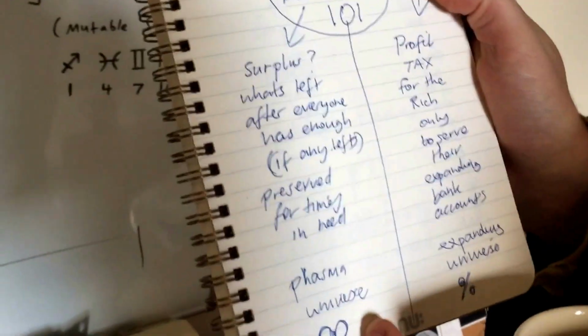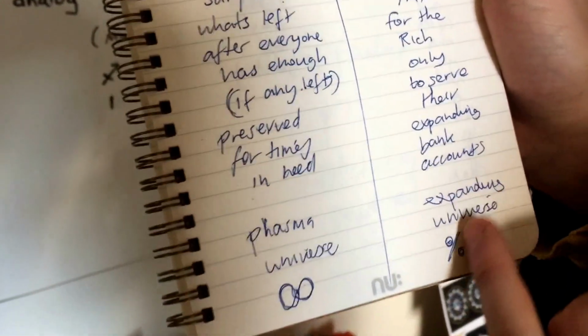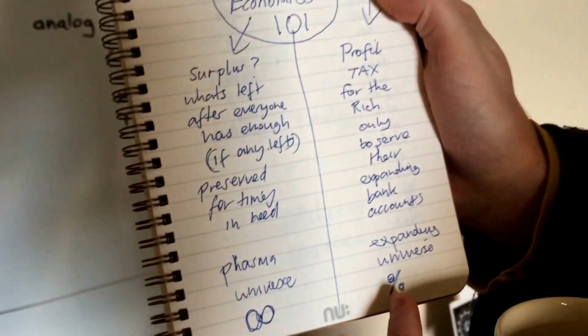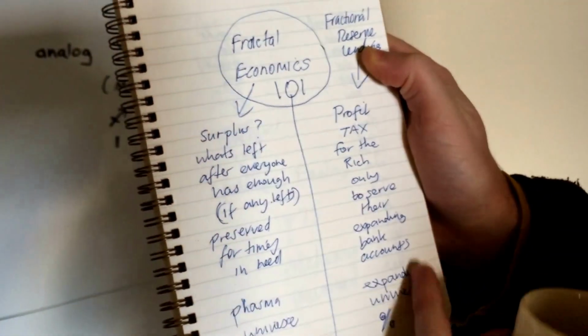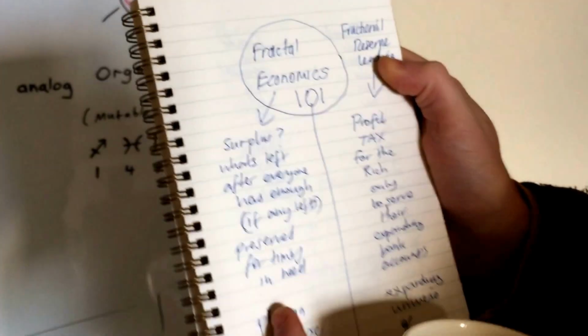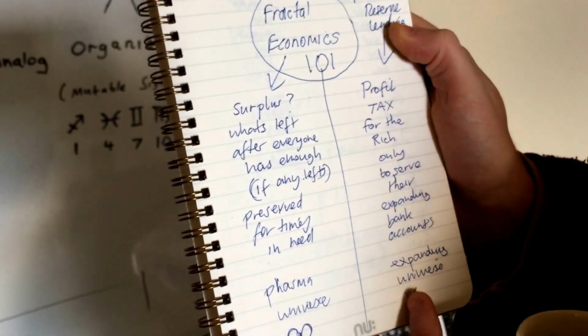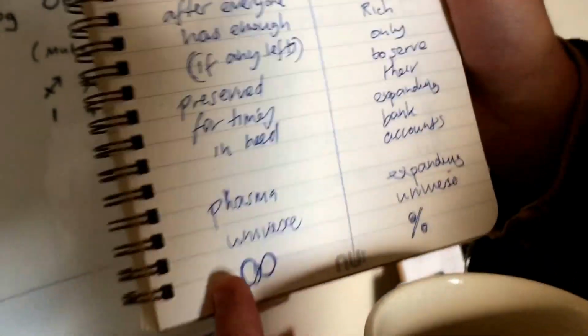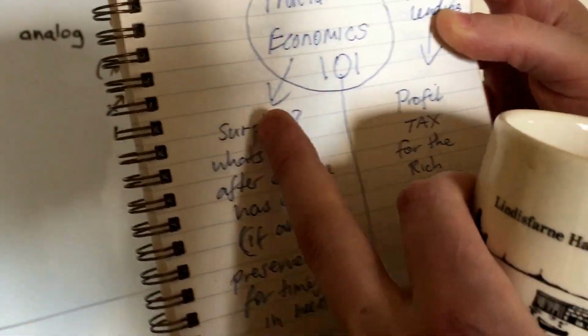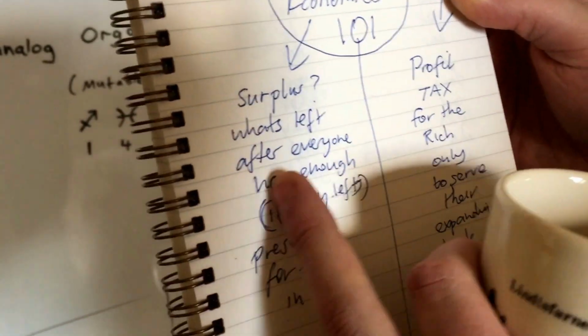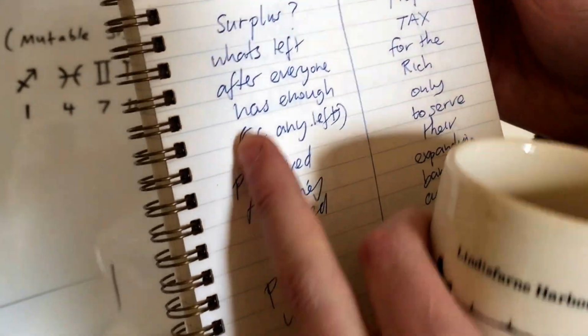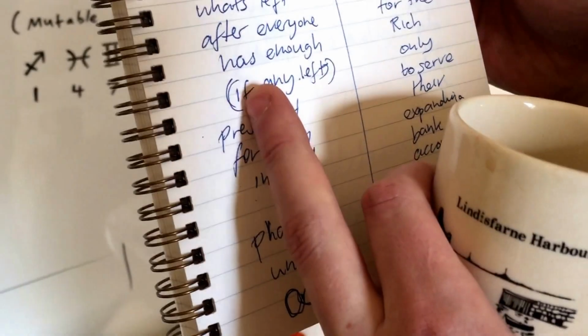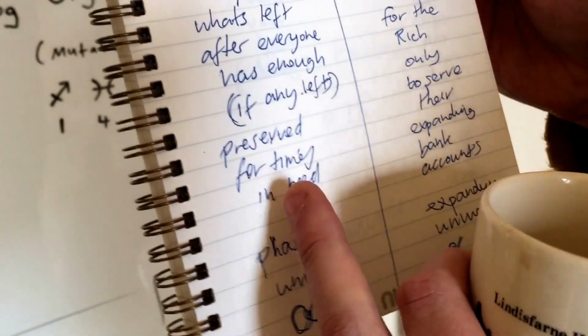We're not talking about the space miners, expanding universe model. We're talking about the plasma universe model. The expanding universe model is the percentage sign of always wanting more, which separates the rich from the poor with a dividing line. The plasma universe is the two dots joined together as one with a line, which is focusing on surplus, not on profit. It's focusing on surplus, which is to say what's left after everyone has enough. If there's enough for everybody, then whatever's left over is preserved for when you need it.